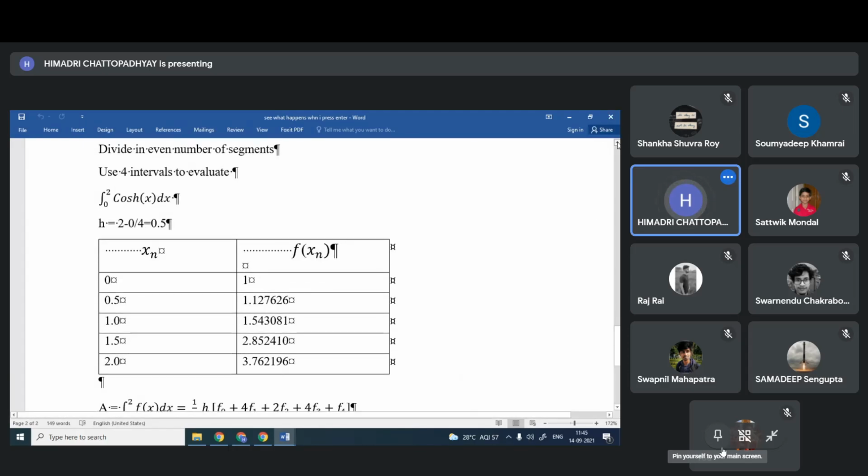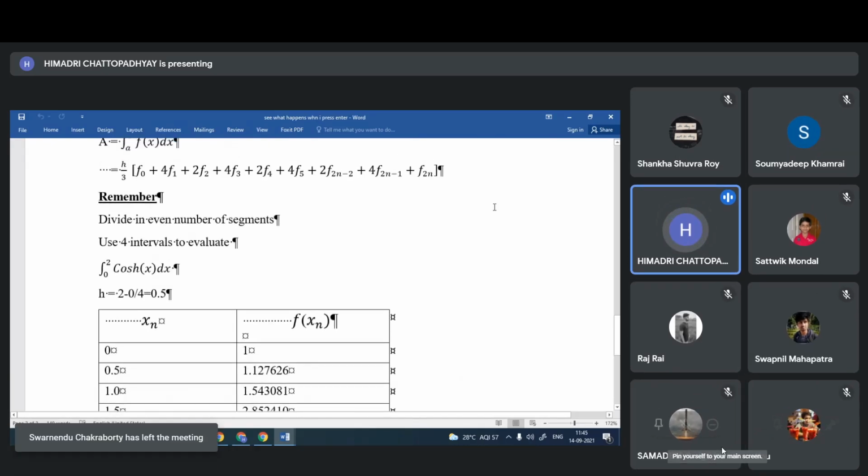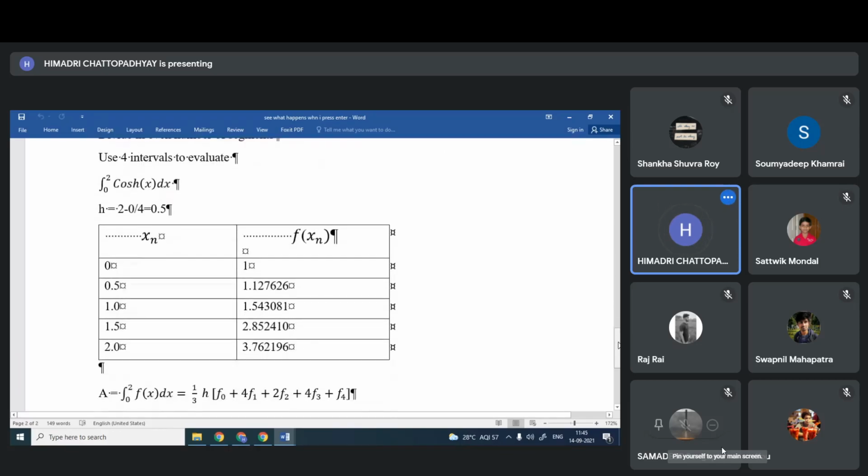So if you can see, let's take this one, cos hyperbolic x dx. Suppose we want to evaluate this between 0 to 2, and we are using just 4 segments. Even then you can see a very good result is coming.